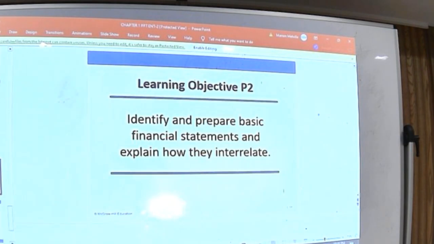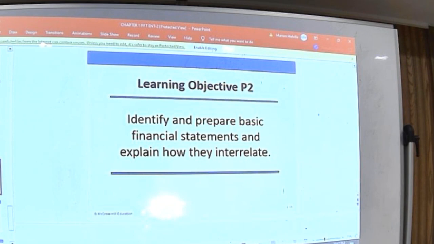We'll look at some financial statements here. These are just reports. They have a specific format. We have to stay within those parameters or those guidelines as to how these financial statements or reports are put together.